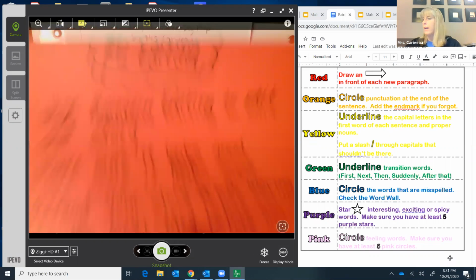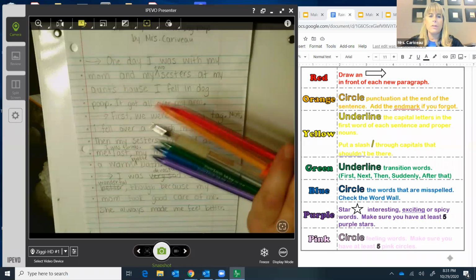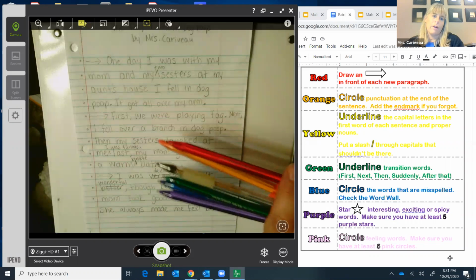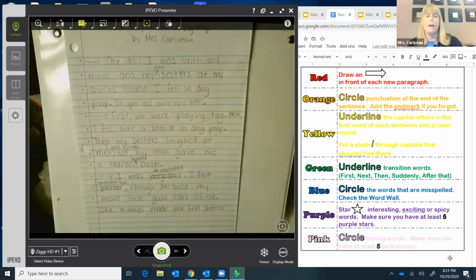So I have my story, and as you can see, we have rainbow editing up on the computer screen here. And with rainbow editing, I'm going to need all the different colors of the rainbow. So I'm using pens. I have red, orange, yellow, green, blue, purple, and pink pens. I almost forgot my pink. So I'm going to use those to help me edit my paper. That way, if I see all the colors, I know I've done all my editing. If I'm missing a color, that means I need to see how I can get it in there.